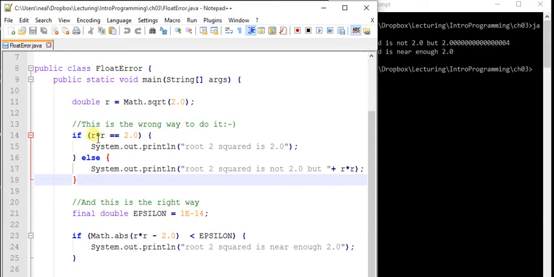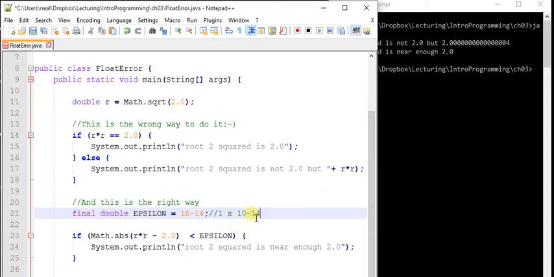So one thing you should never ever do with these doubles is check that they're equal to something. What you need to do in practice is check that they're near enough to something, and that's what's going on down here. The first thing we've done is introduce a constant, a final double called epsilon. Epsilon's a traditional name for a small number, and it's got this funny thing here, 1e-14. That's the Java way of writing 1 times 10 to the power of minus 14.